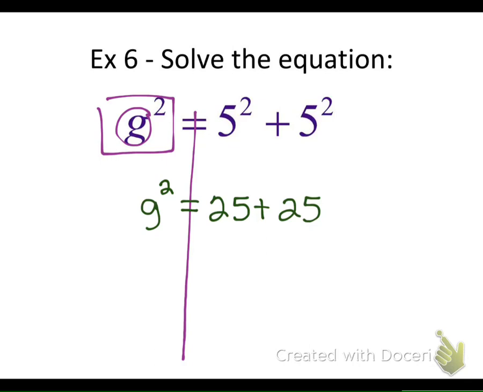No. What else can I simplify? My variable's over here with the square. It's by itself. So what can I simplify on my right side of the line of equality? What are the like terms up here? What are my like terms here?